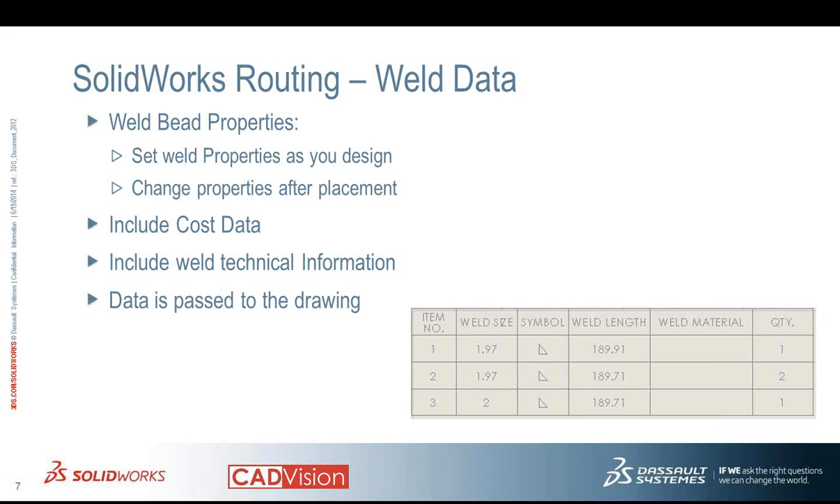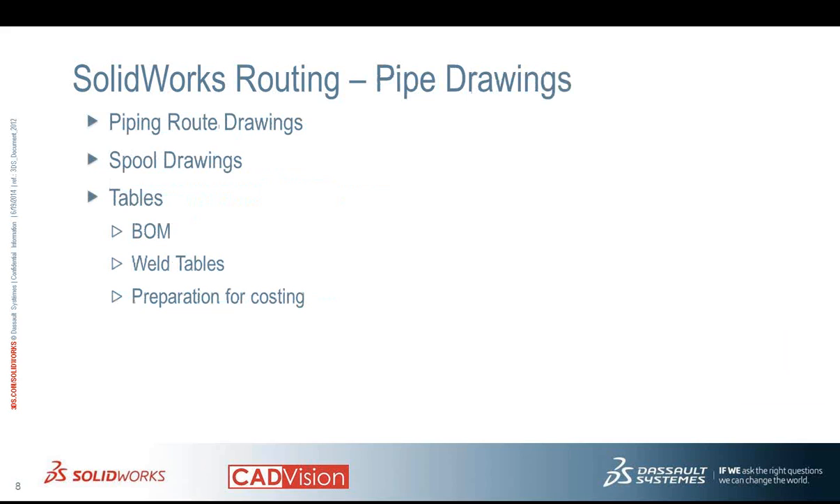Next, SolidWorks Routing and weld data. All these weld bead data are stored, and you can key them in manually. You can also include cost data inside the table. So the data can be passed to the drawings, and you can call out a weld table, just like the one shown in the corner. And we are going to generate pipe drawings: the pipe route data, the spool drawings, and of course the BOM and weld table which I mentioned earlier. We can prepare it for costing based on the tables and BOMs that we have.